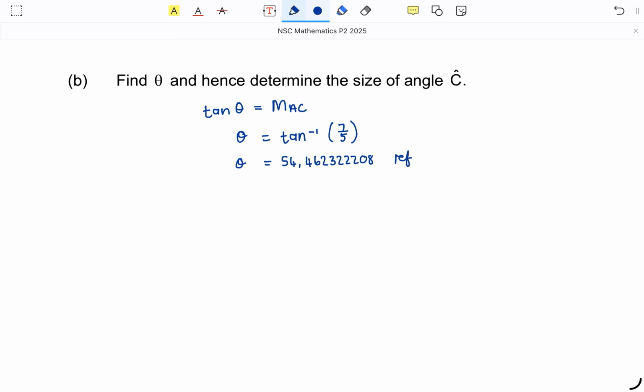And this now becomes our reference angle. So when we've got an obtuse angle of inclination, we've got to get a reference angle using the positive gradient. And then we're going to say, well, then theta is actually 180 degrees minus this reference angle. And then when we type that into the calculator, we get theta as 125 and a lot of decimals.